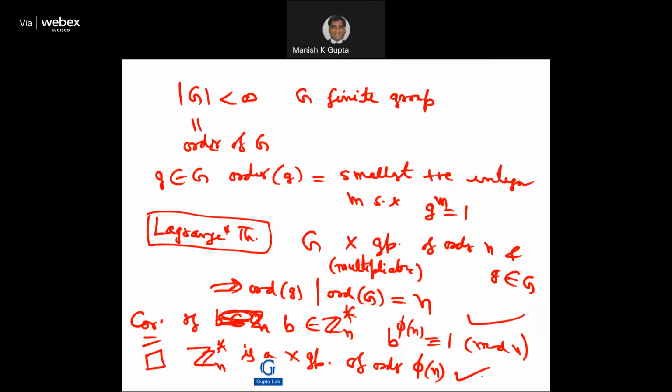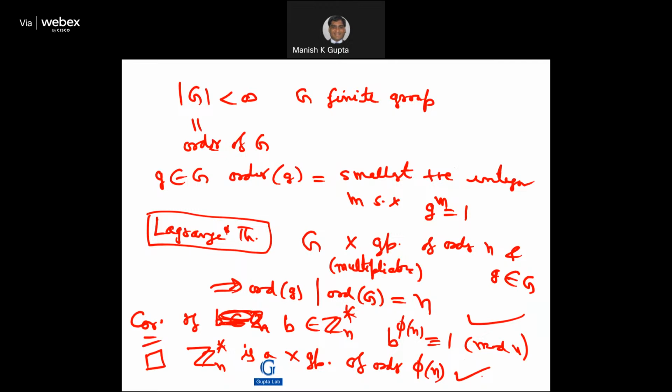if G is a group of order n, suppose it's a multiplicative group, Lagrange's theorem says that the order of an element in the group divides the order of the whole group. The order of the whole group is the number of elements in the whole group, right? This is a very beautiful result. Its corollary is: if b is an element of Zn star, remember what Zn star is, for example in Z4 star the elements are 1 and 3, then b raised to power phi of n is congruent to 1 mod n. What is phi of n? The Euler totient function I mentioned to you.